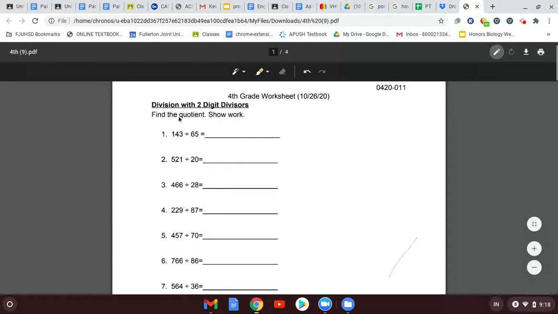Okay, so let's start with division. Let's try number 1. 143 divided by 65. The closest number that can go into 143 as a multiple of 65 is 130, which is 65 times 2. And then we subtract this. That's 13. So it would be 2 with the remainder of 13.